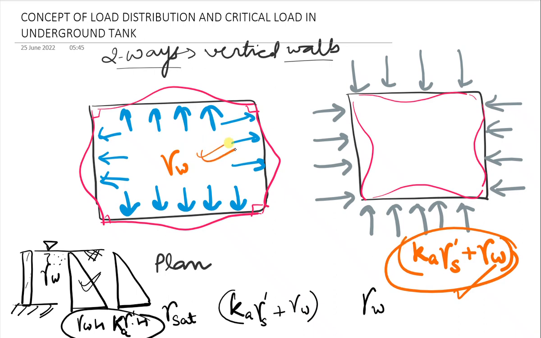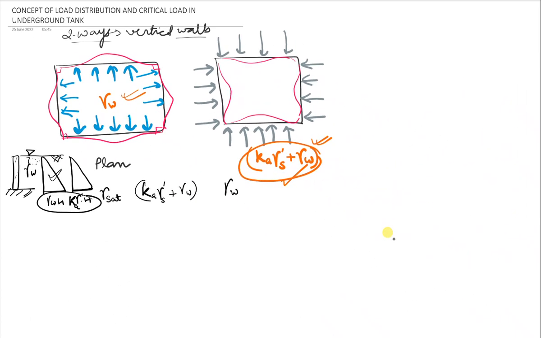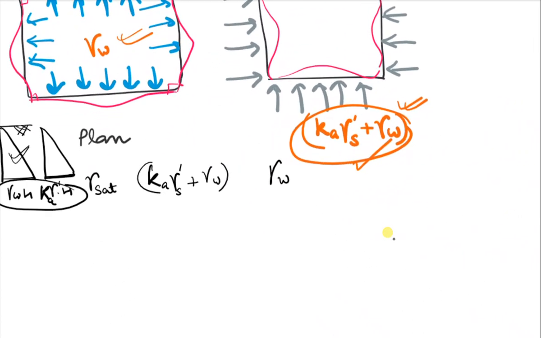If this is not underground, definitely this is the only governing case. So that is not a question at all. For our case, this is the critical case. So we will design for when saturated soil and water pressure is acting from outside. So this is our method of design for walls.